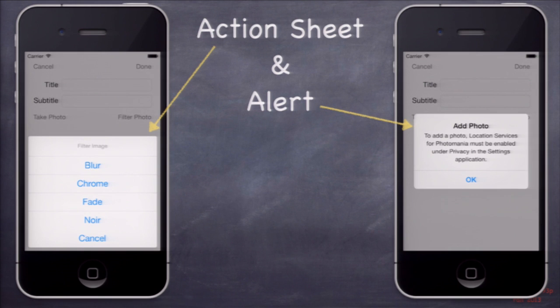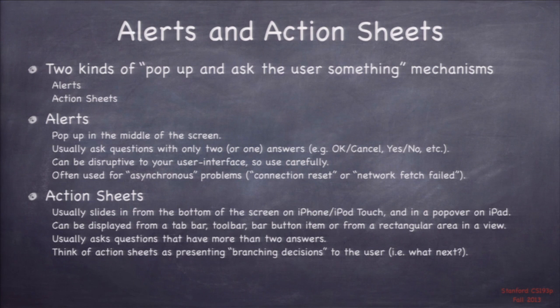So action sheet and alert are things that pop up on the screen to alert the user of something, obviously, or to give them kind of a branching decision. Okay, action sheet for branching decisions, alerts to alert them of something. The reason I talk about them together is they have very similar APIs, in other words, programming interfaces. They're used in different circumstances, though.